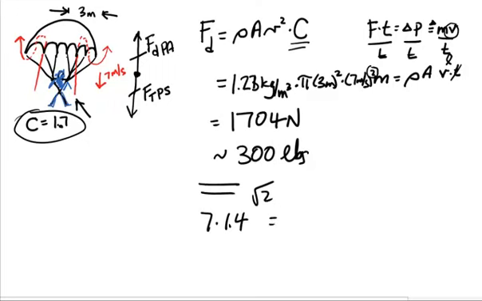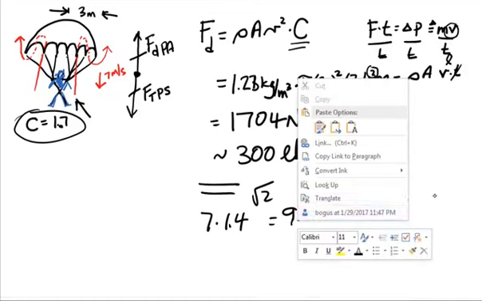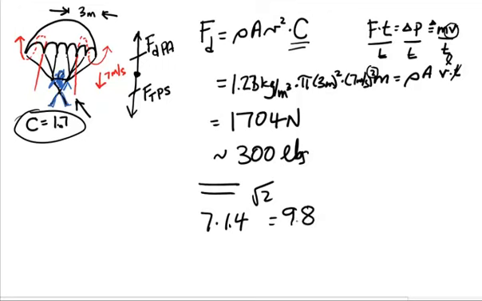What does that work out to be? 7 times 1.41, I get about 9.8 meters per second. It's just about 10 meters per second. So we certainly see that we didn't end up doubling our velocity. All right, good luck with this one.